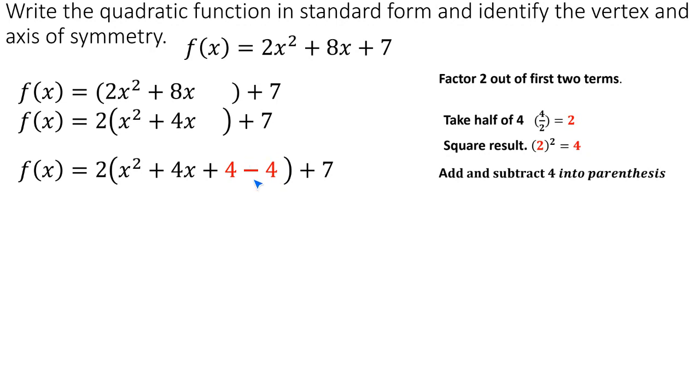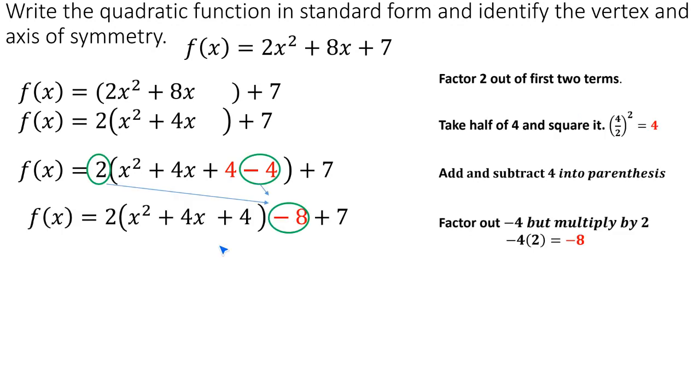So to get rid of this negative 4, I have to worry about the 2 in the front. So I'm going to multiply them together. So 2 times negative 4 is going to be negative 8. And that's the only way that I can bring it outside of the parentheses. Did you have a question?